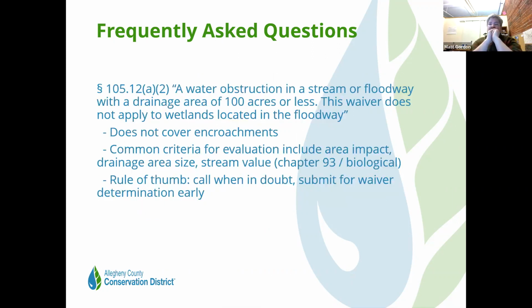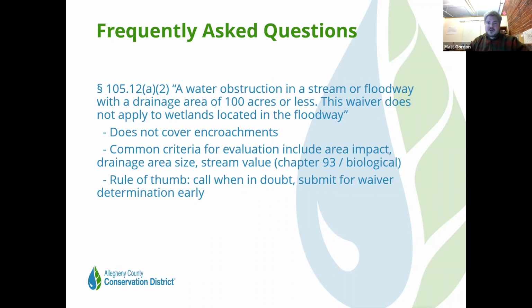It comes up a lot, at least in Allegheny County, but waiver two says a water obstruction in a stream or floodway with a drainage area of 100 acres or less. The waiver does not apply to wetlands located in the floodway. So waiver two says if you have an obstruction or encroachment in a very small headwater stream, with less than 100 acres draining to it, there's a waiver from permit requirements.